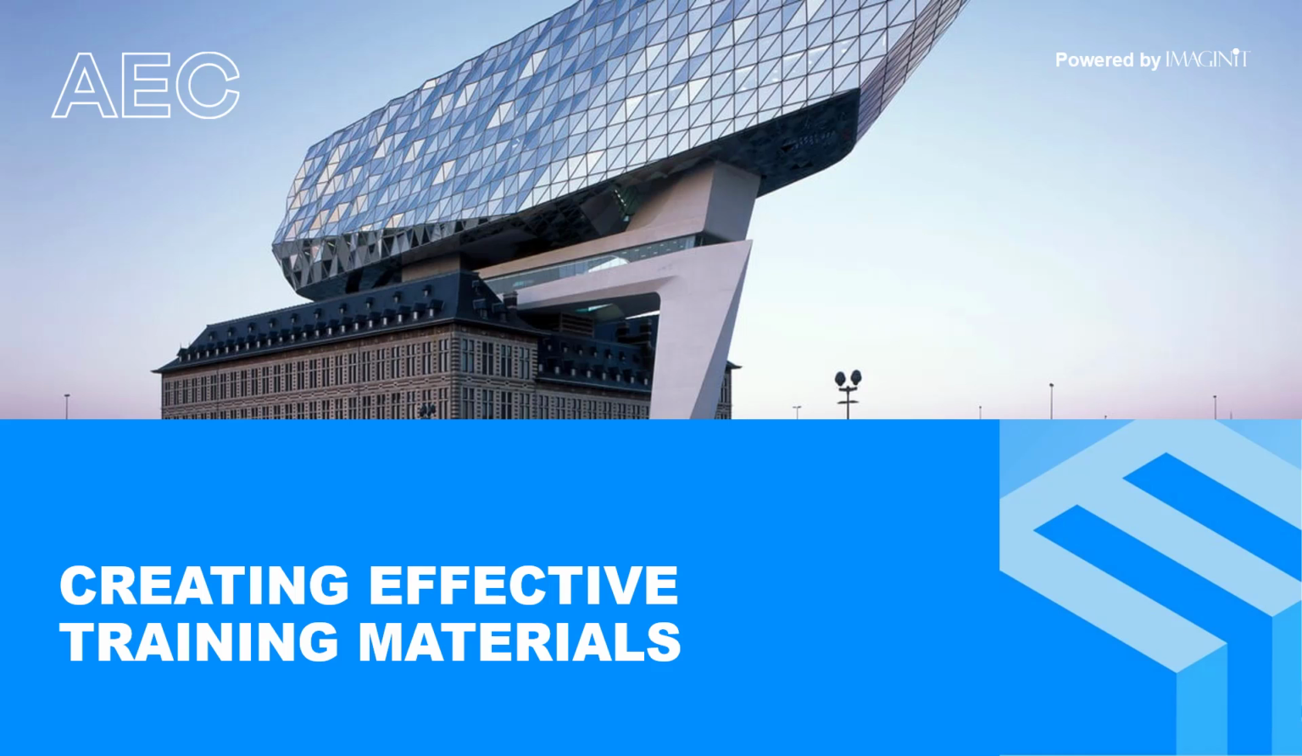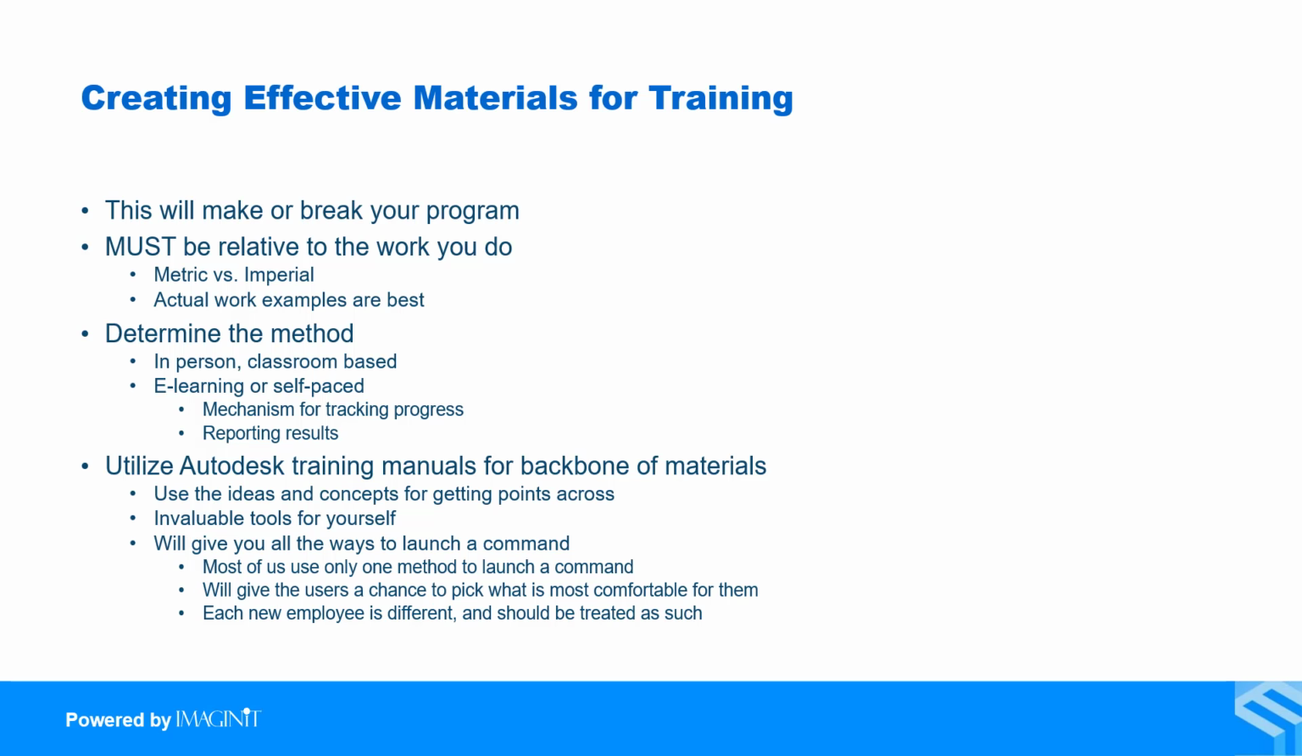Now we're going to talk about creating effective training materials. So once you have your process in place and you're ready to run a pilot, now we want to talk about your training materials. The training materials that you create are going to make or break your program. It must be relative to the work you do. So for example, if you are entirely a metric or an imperial-based company, then you always want to set up all of your training materials to be in that same relative space, whether it's metric or imperial, and actual work examples are best to use whenever possible.